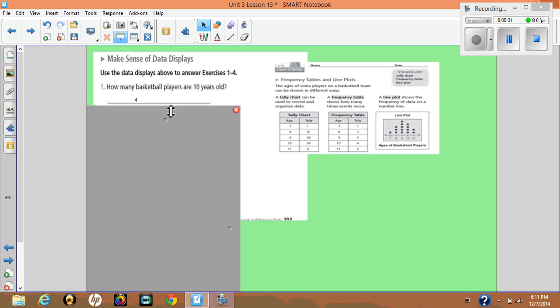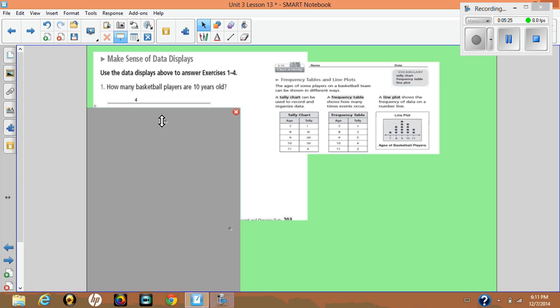So number one, it says, how many basketball players are 10 years old? Okay, we simply have to come over here to our table and count out how many students are 10 years old, and it clearly identifies that there are 4 with the dots, 1, 2, 3, 4 right here.